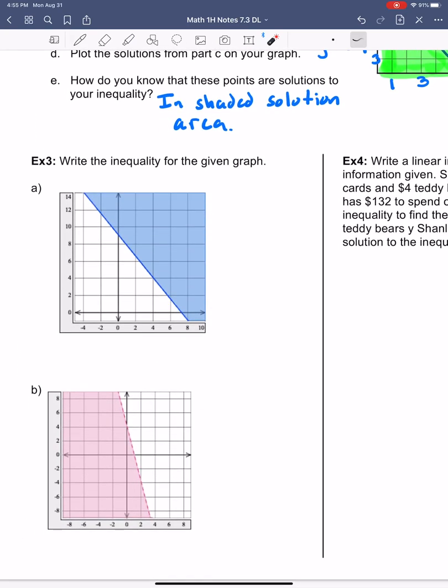Okay, we'll go down to example 3. It says write the inequality for the given graph. So this time they've given me a picture. I need to go ahead and write the inequality here. So I need to know what the slope is, and I need to know what the y-intercept is, and if I have those 2 pieces, then I am good to go. So let's take a look here. First, I'm going to find the y-intercept, which is where it intersects the y-axis, so it looks like that's at 9.